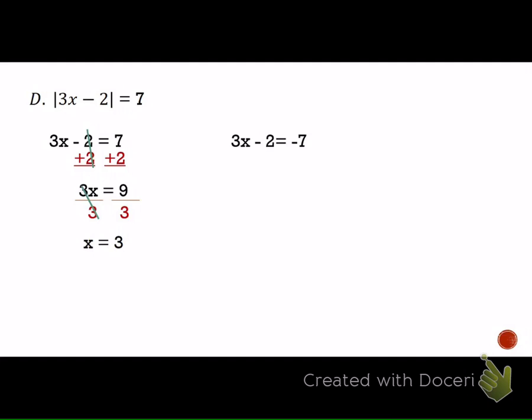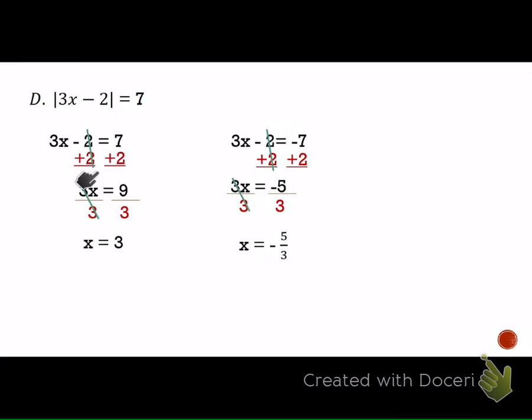What do I do on the other one? You add 2 again. This time you get what? Negative 5. And 3x equals negative 5. What do I do next? Divide both sides by negative 3. And you just get negative 5/3.